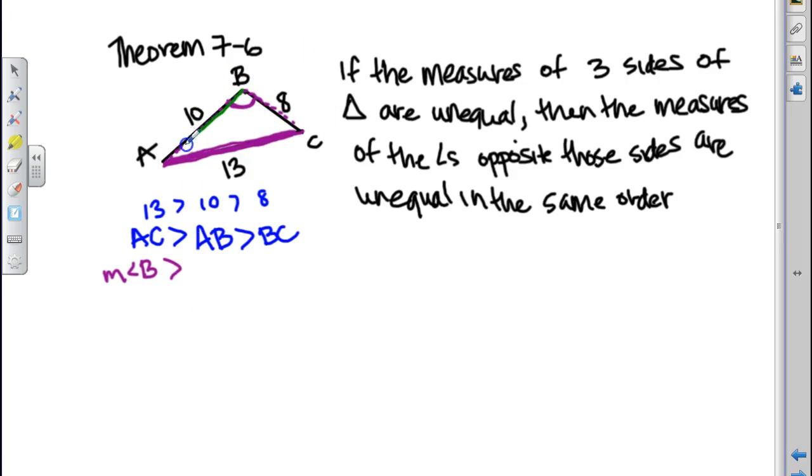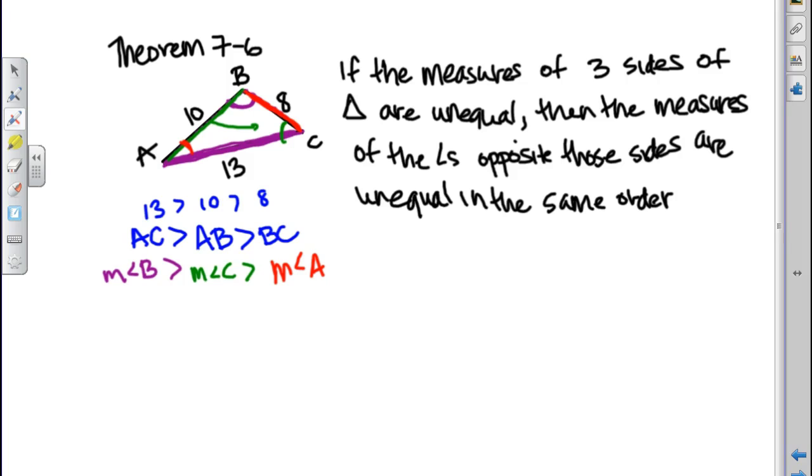So the measure of angle B is larger than, all right, what's the next side? Side AB is the next side. So the angle opposite AB would be angle C. It's the angle that doesn't help form the side, if you want to think about it that way. So the measure of angle C would be next, and it's bigger than, here's my smallest side. What angle is it not touching? Well, that would be angle A. So angle A is the smallest angle. All right, so that's Theorem 7.6 that connects the sides to the angles.